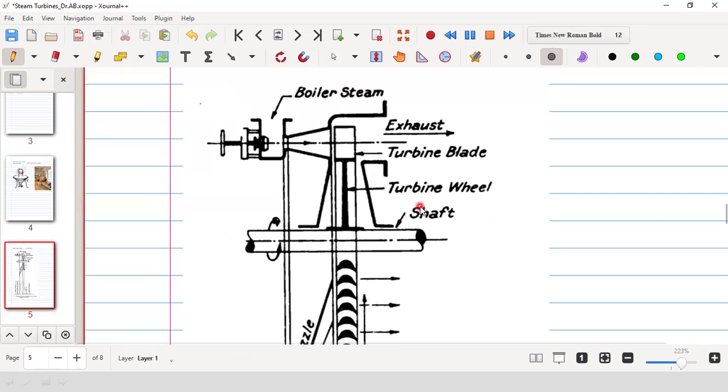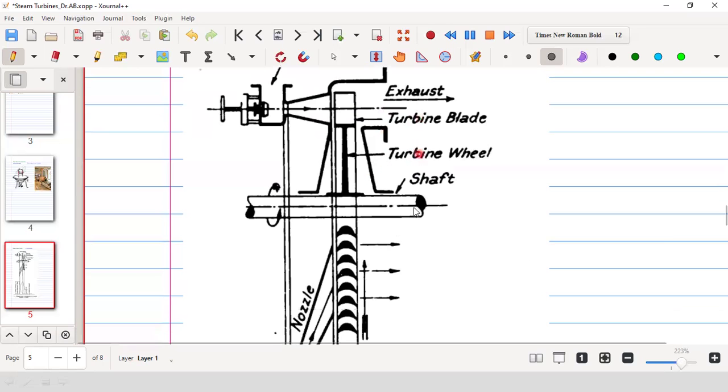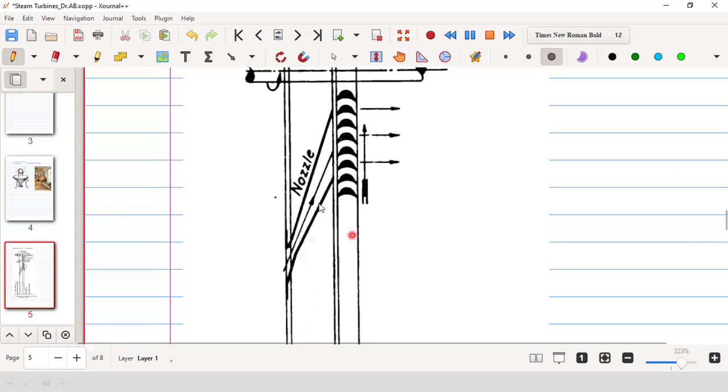So there are two types. One is called condensing turbine, another is called non-condensing turbine. Condensing means it will go to the condenser, and in case of non-condensing turbine, it will not go to the condenser, it will be ejected. Okay. So you see what is happening here.